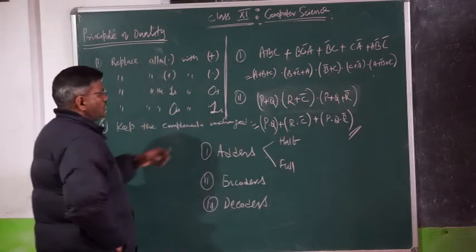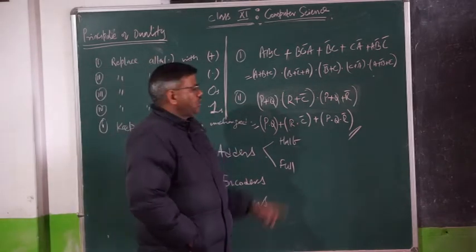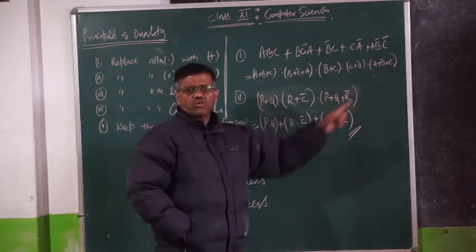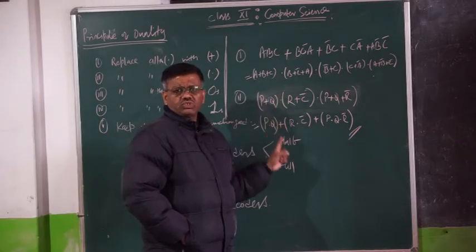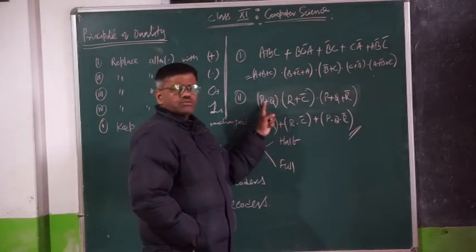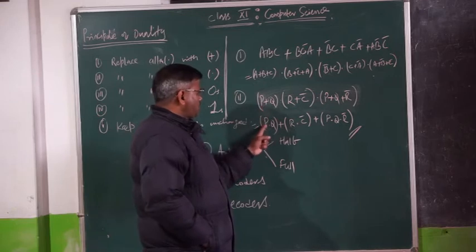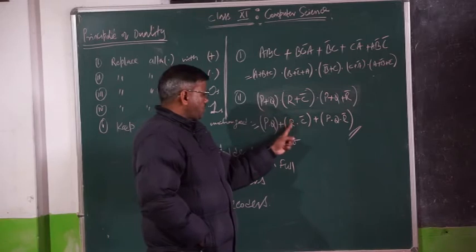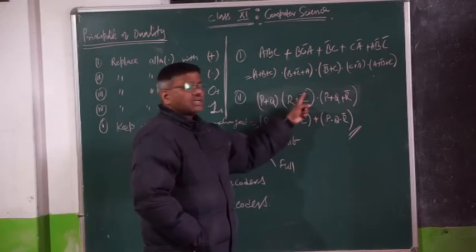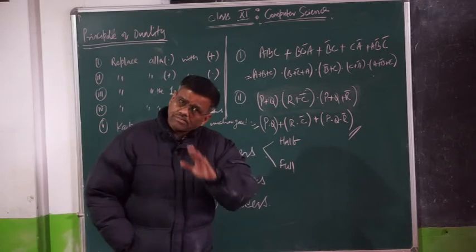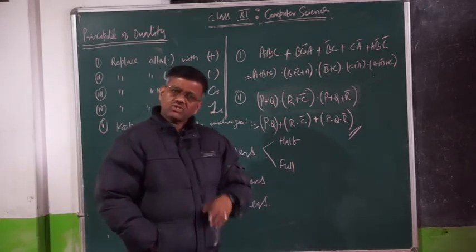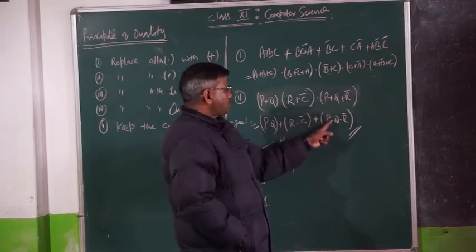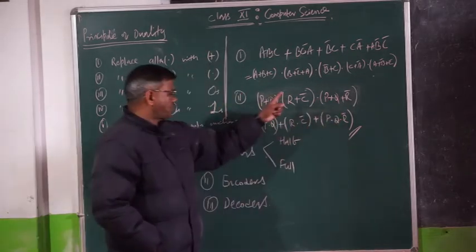Applying these five rules, yet again, one more example. P plus Q into R plus C complement into P plus Q plus R complement. Find the dual of this Boolean expression. What happens is, the P remains the same, the plus becomes dot, the dot becomes plus, this R remains R, plus becomes dot, the complement remains complement. It should not be changed, it should be unchanged. The dot becomes plus, plus becomes dot, plus becomes dot. This is the dual expression of this.